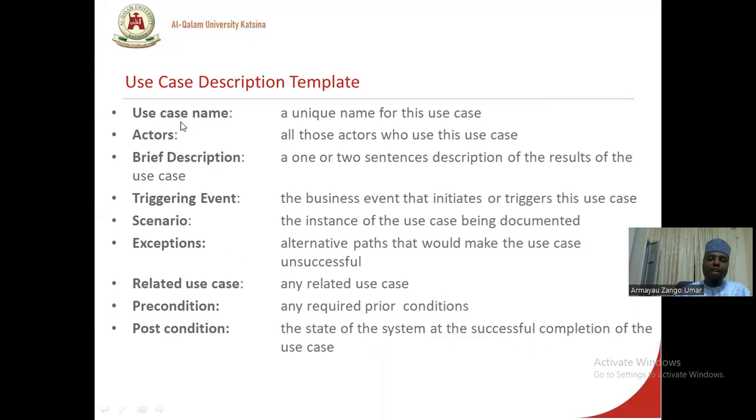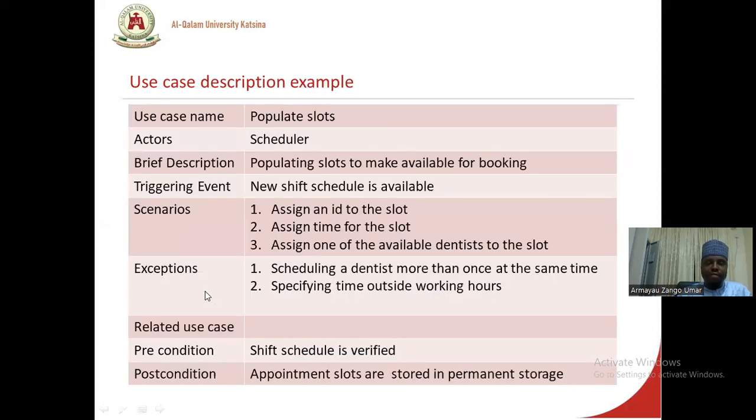First, you have a use case name, a list of actors, a goal description, a trigger event, and a scenario. Actually, I will give a concrete example of all of this. So we have the example of a use case description for populate slot. The use case name is populate slot, and we have only one actor, which is the scheduler. The goal description is populating slots to make them available for picking.